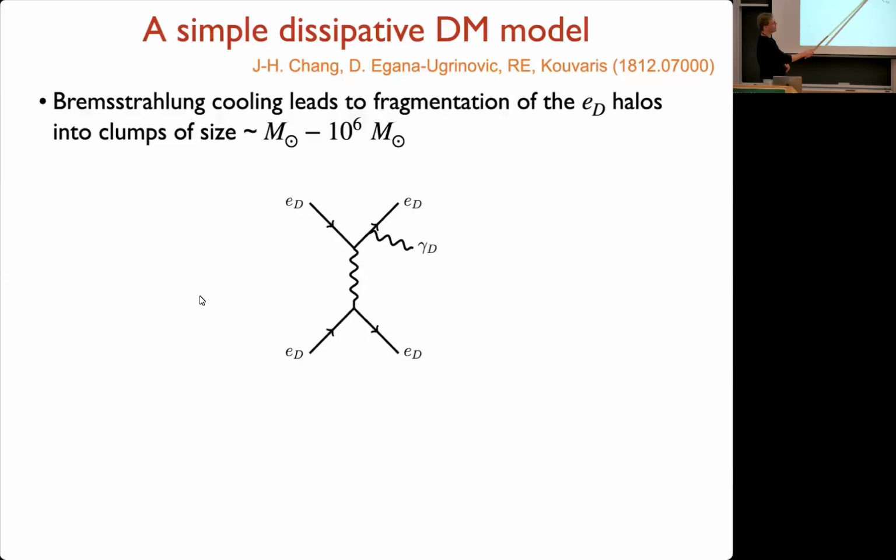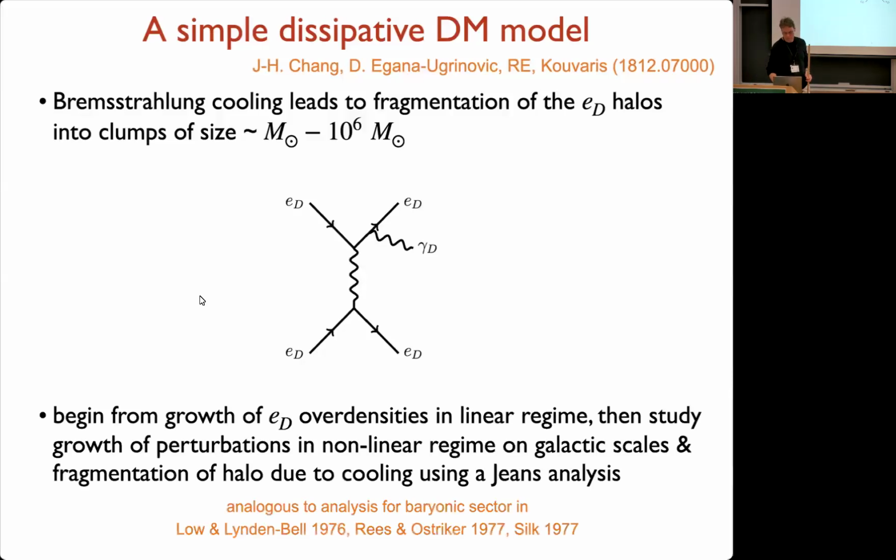So the dark electrons can scatter over themselves and emit a light dark photon. We make the dark photon light so that we can emit this. And then in this analysis, we begin from the growth of the dark electron overdensities in the linear regime. Then we study the growth of these perturbations in the nonlinear regime on galactic scales, because we want to do this for a Milky Way size scale. And we look at the fragmentation of the halo due to cooling. And we use a Jeans analysis.